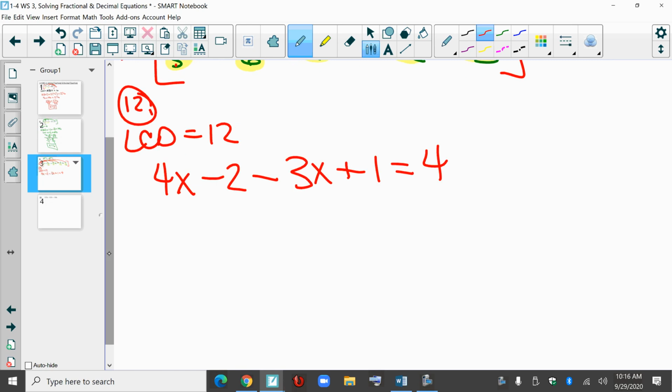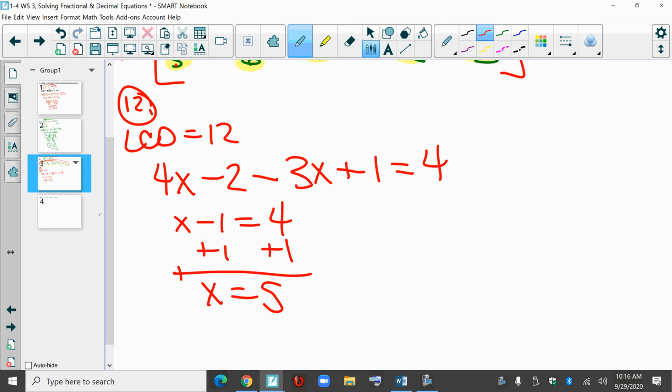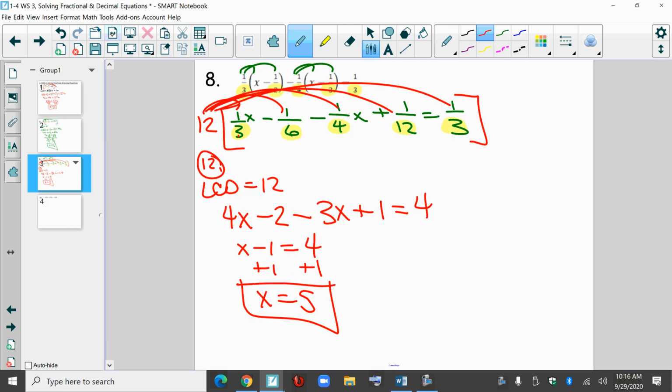Combine like terms on each side. 4x minus 3x is x. Negative 2 plus 1 is negative 1. Add the 1. X is equal to 5. That problem was a lot easier than what you probably thought it would be.